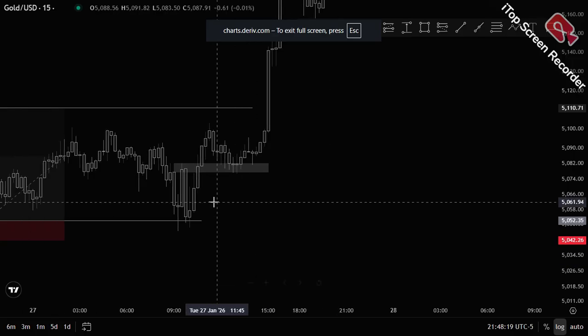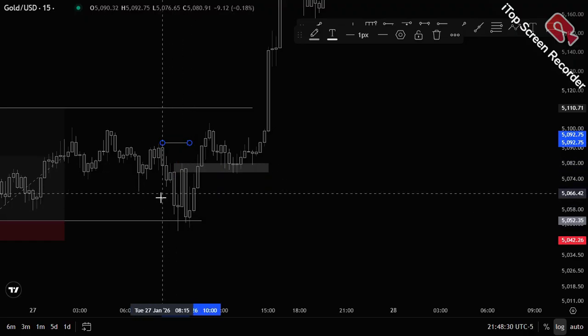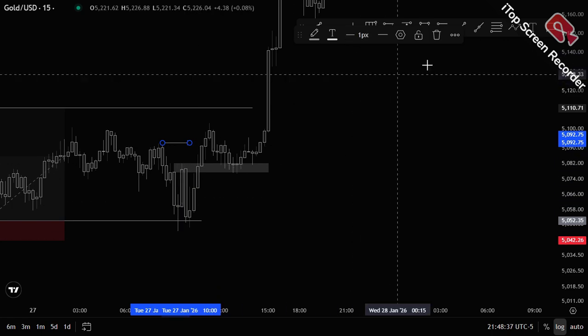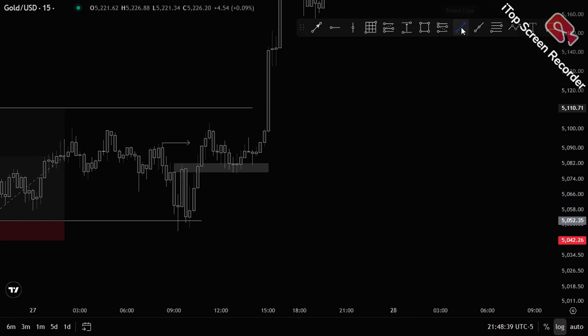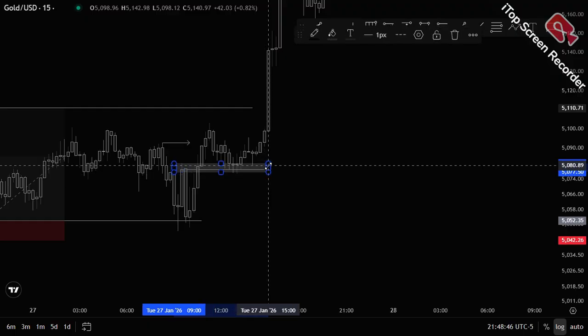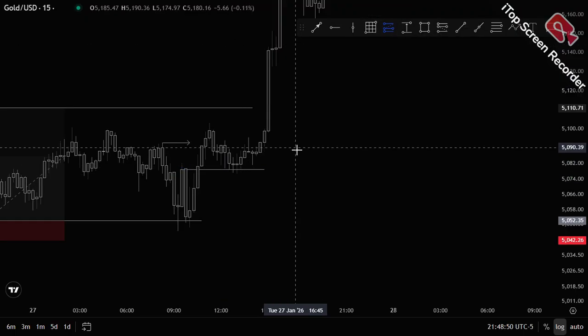So I got my break here. This is the 15-minute break, and this is that 1 hour inside rejection. We can see that the obvious key level here is this A-shaped level. The A-shaped level was identified here and here, and then we got our entry.